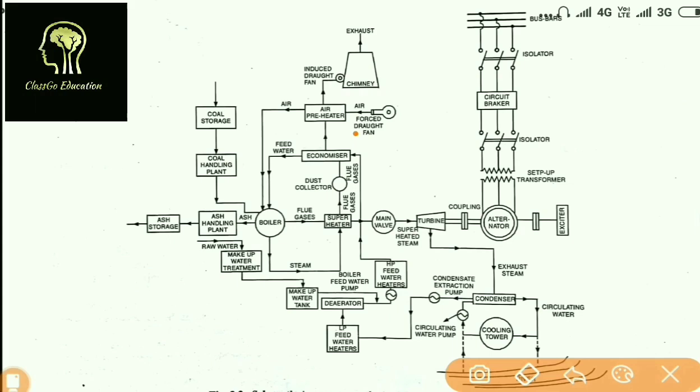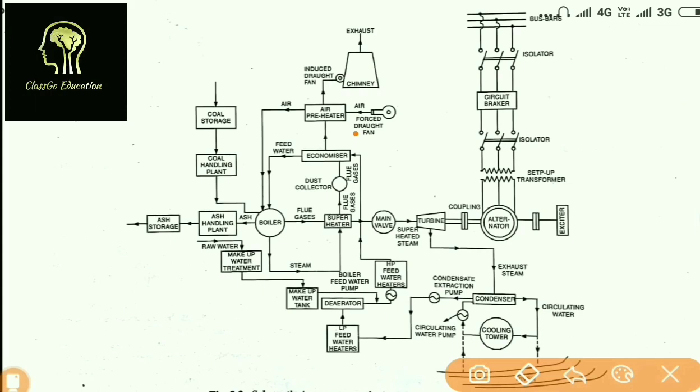In case of forced draft system, the blower is installed near the base of the boiler. So location you must take care. Forced draft system is the blower which is installed near the base of the boiler, and induced draft boiler blower is basically installed near the base of the chimney. So induced draft is related to chimney and forced draft is related to boiler. So these two important points you must take care of.